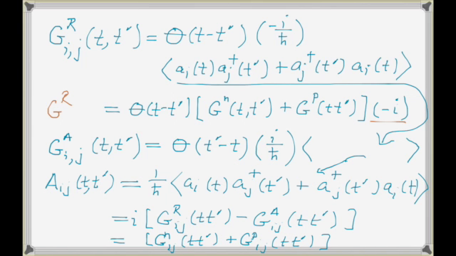The advanced Green function, well, we just flip the order of t and t prime in the unit step function, because one only exists with t greater than t prime, the other one only exists with t prime greater than t. The sign of the i changes from minus i to plus i, and all the stuff in the brackets remains the same.